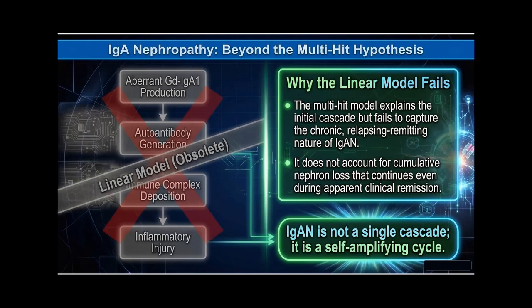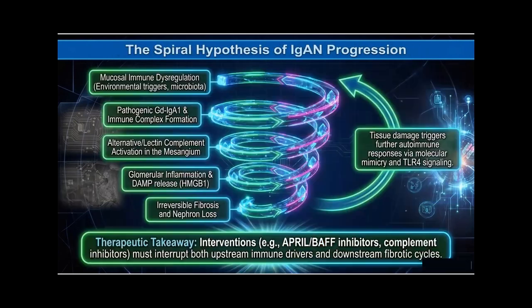IgA is not a single cascade. It is a self-amplifying cycle. Now, what is the amplification? Start with mucosal immune dysregulation. That means environmental triggers are there, microbiota are there, pathogenic galactose deficient immunoglobulin A1 and immune complex formation, then alternative and lectin complement activation in the mesangium, glomerular inflammation, DAMP release, and HMGB1 release also. Irreversible fibrosis and nephron loss. This is a cascade.